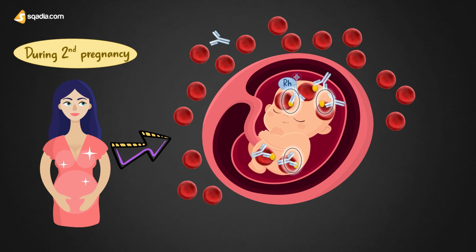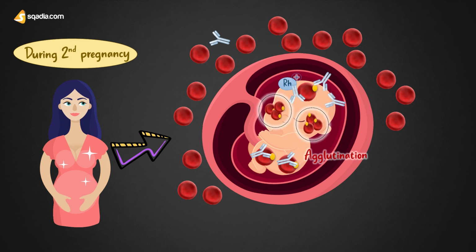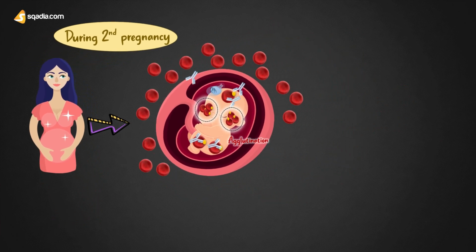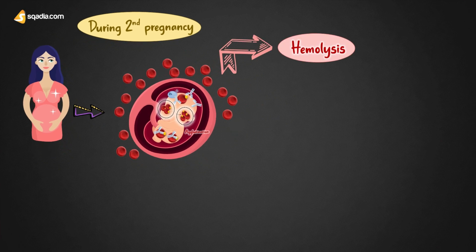So, when an antibody crosses the placental barrier and enters the fetus, it reacts with the Rh antigen present on fetal red blood cells, thus causing agglutination of red blood cells, resulting in hemolysis. This severe hemolysis in the fetus causes jaundice.